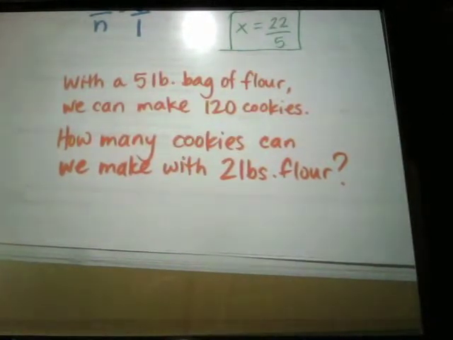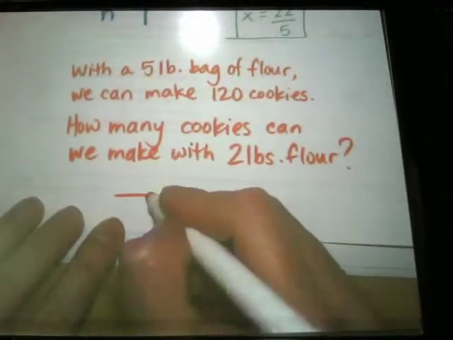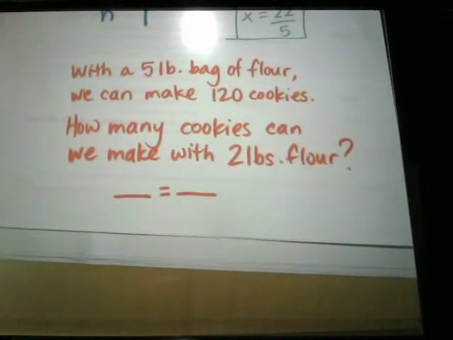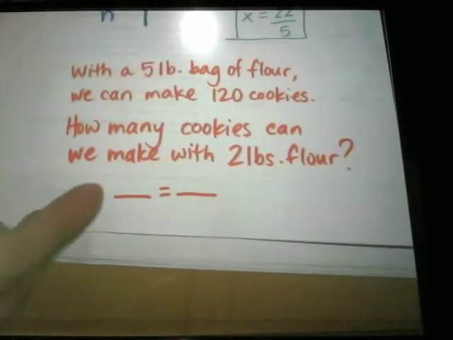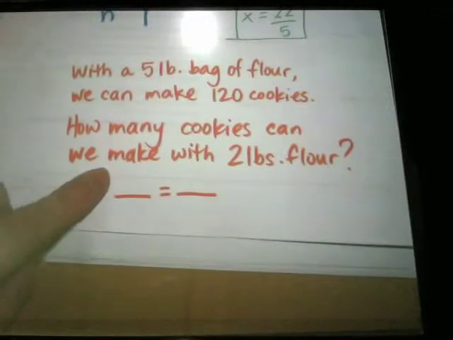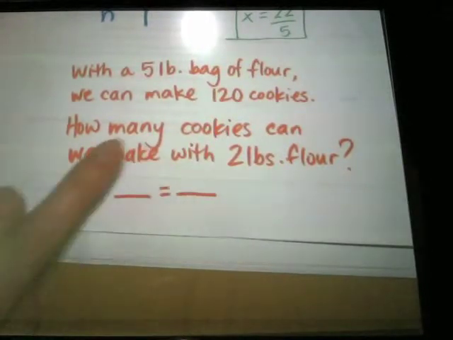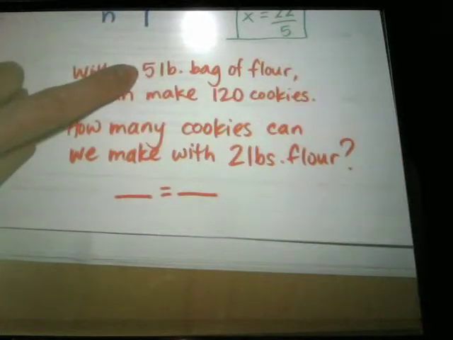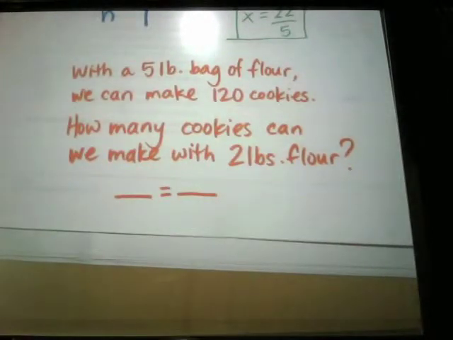There's, first of all, more than one way to solve it. But because we're working on proportions, I'm going to have you set up a proportion. The most important part of this is that you decide which number you want to be in your numerator and that you keep the units the same on both sides. So for example, in this one we've got 5 pounds goes with 120 cookies.